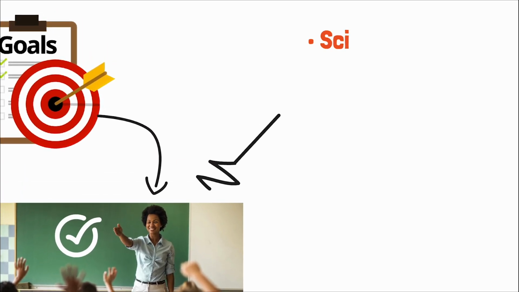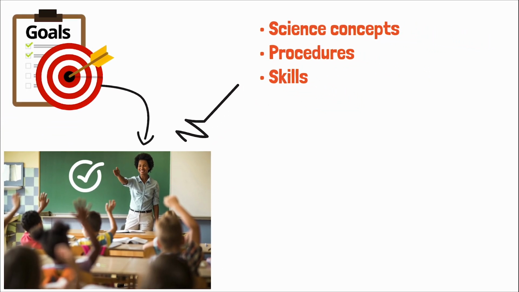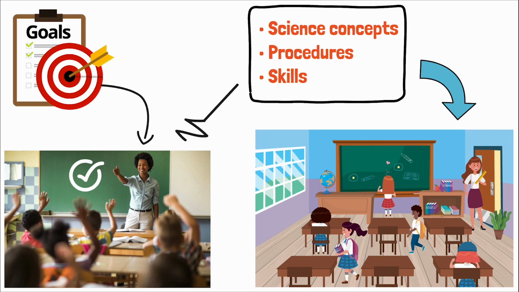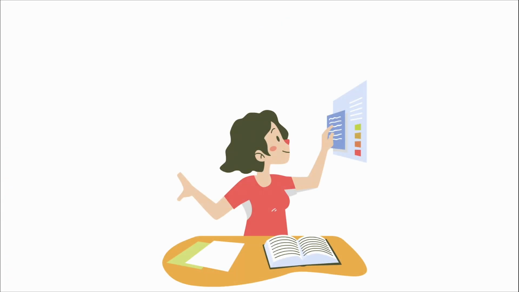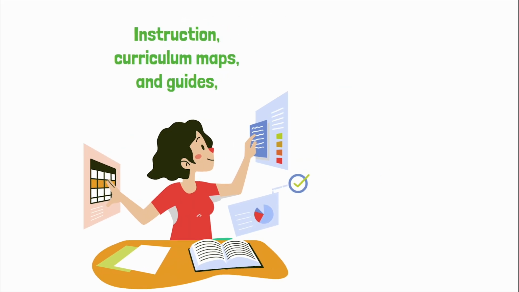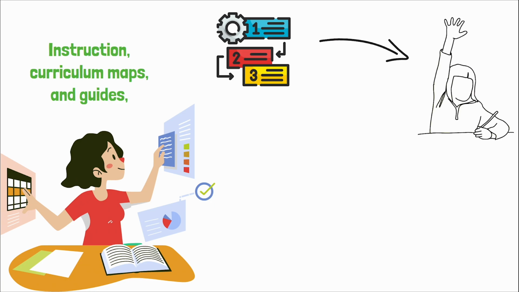When getting ready for instruction, teachers must first select the science concepts, procedures, and skills they will use during inquiry learning. This selection process is crucial as it determines the content and skills that students will engage with during their inquiry activities. Pre-planning for instruction involves using units of instruction, curriculum maps, and guides, along with a variety of resources to create content storylines. These tools help teachers organize their lessons in a logical sequence, ensuring that each lesson builds on previous knowledge and leads to deeper understanding.